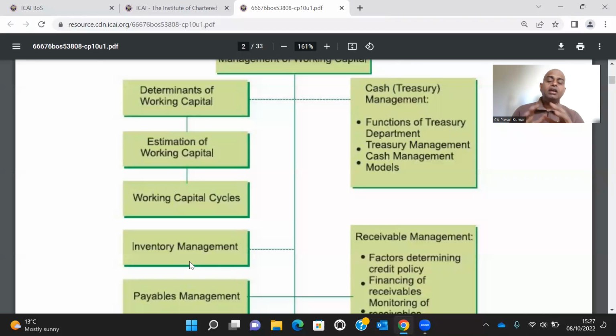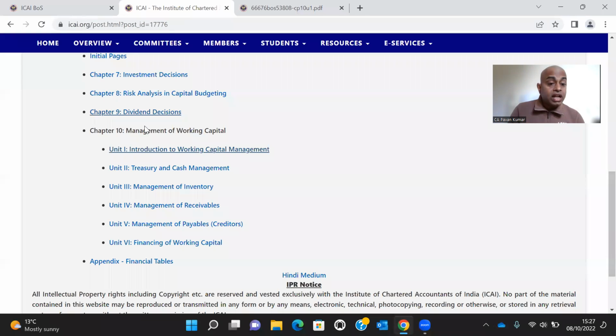So though there are so many modules, there are 6 parts in the ICAI study material. Unit 1, introduction, where we calculate working capital using the traditional model and also the operating cycle model. Primarily, we'll be discussing these two today. Then we have treasury and cash management, where cash management models and cash budgets will be there. Management of inventory, you can ignore it. If you spend half an hour, you can easily understand the concepts; 2 small problems could be there, do that.